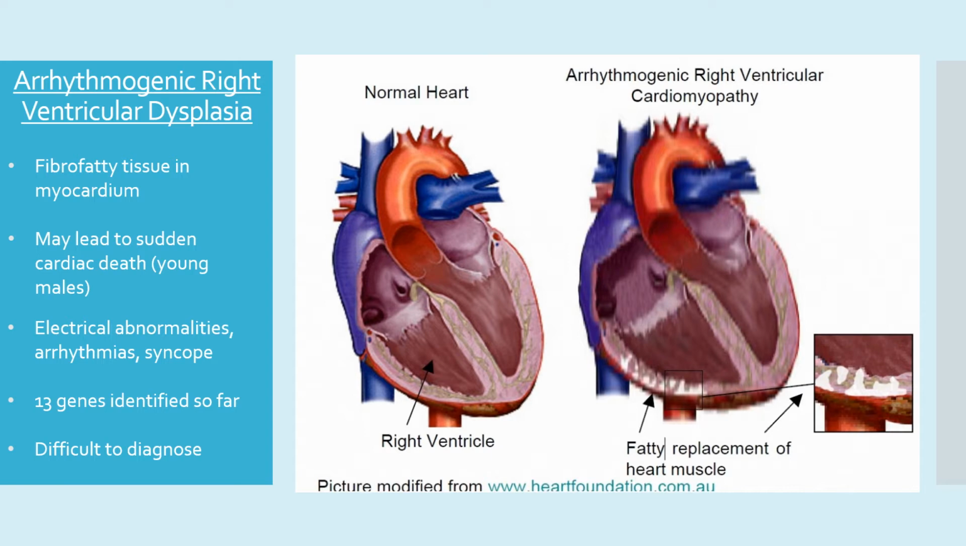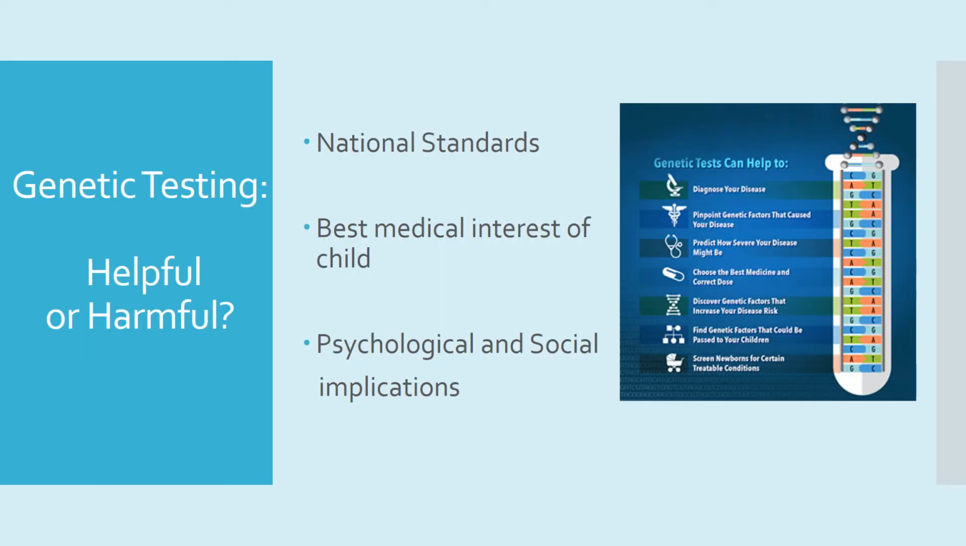So far, there have been 13 genes identified leading to this disease, and it is extremely difficult to diagnose because it's hard to tell that this fibrofatty tissue has been affecting the heart wall, which makes it very dangerous in young athletes. One of the hot topics in treating cardiomyopathy currently is the use of genetic testing.